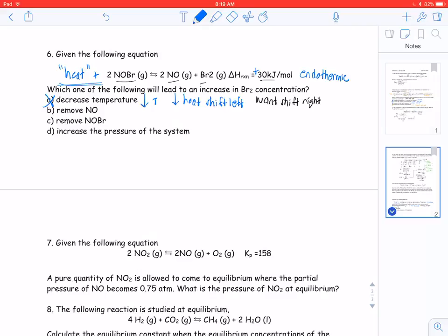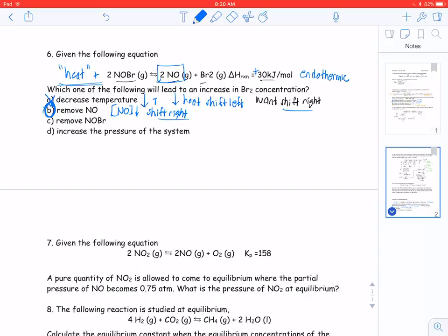What if we remove NO? NO is right here. If we remove NO, the concentration decreases. This means we shift right. So that is the right direction. We want to shift right. So I'm going to circle this as an answer.